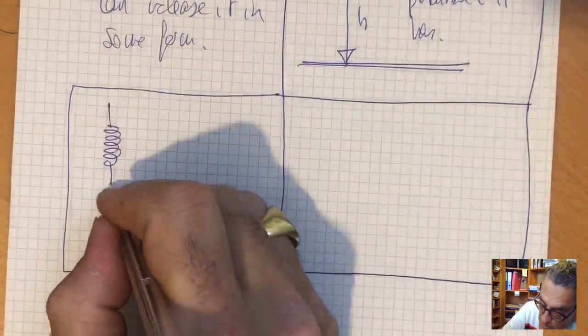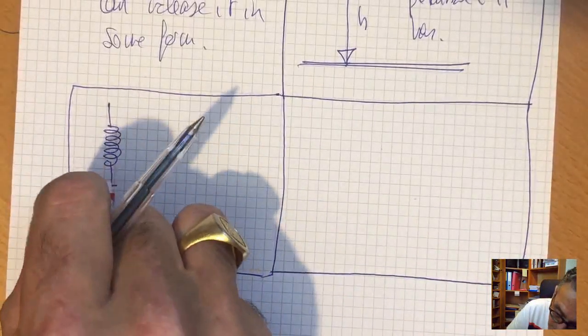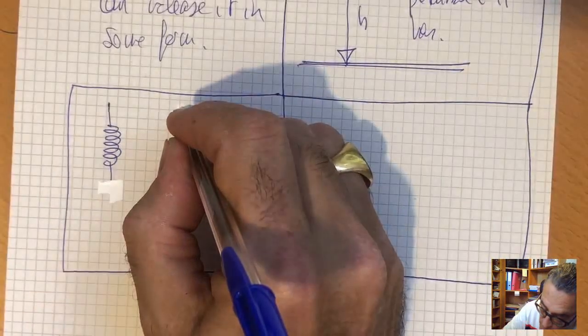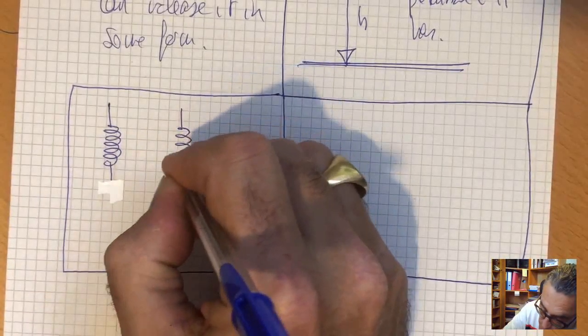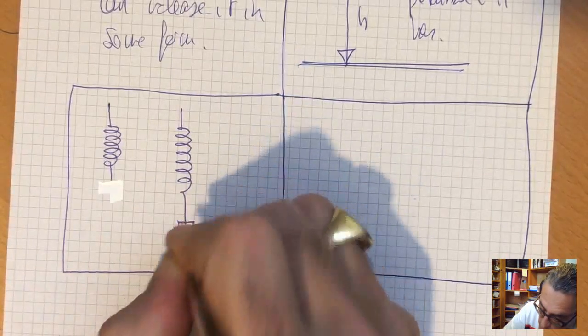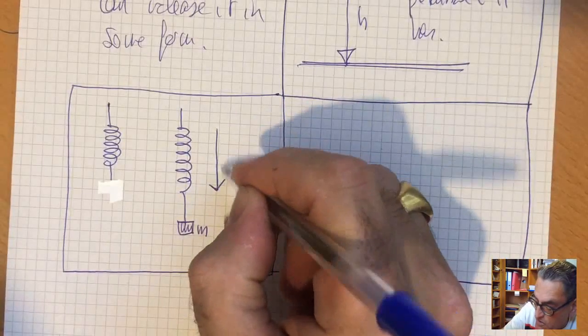You take a spring, and there is nothing attached to the spring, so it has its natural length. Okay, and now you attach a mass to this spring. What happens with the energy? Does this spring have some energy contained in it?